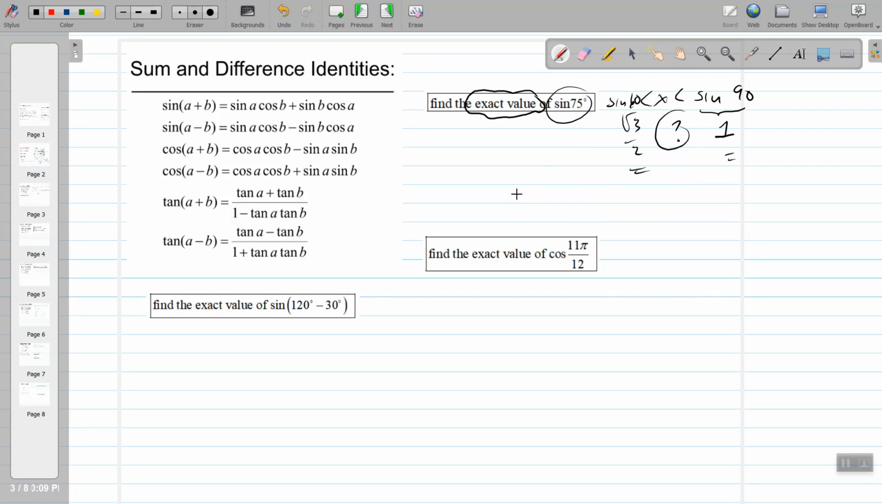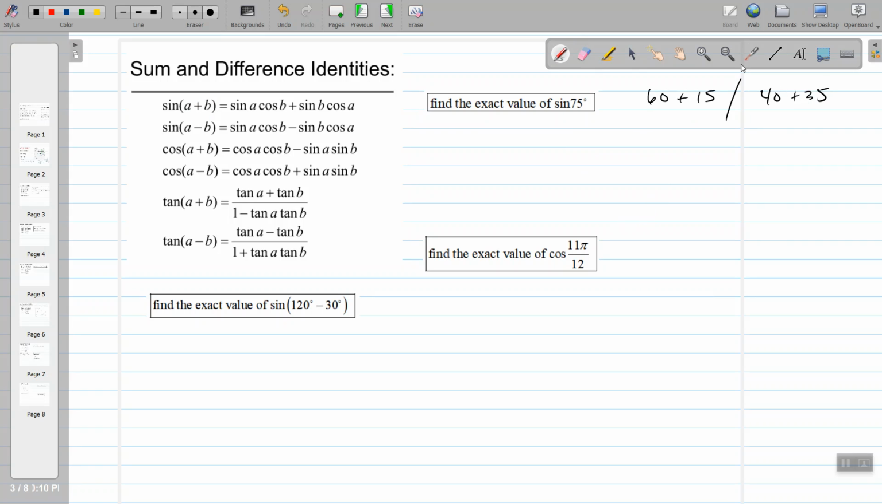Since I want an exact value, to do that you're going to have to use one of these formulas over here. Okay, so this is how it works if you want to do it exactly. Obviously, in order to use this formula, I need two angles over here, A and B. So what you're really asking yourself is, what two angles should I split up 75 into? Should I split it up into maybe 60 plus 15, or should I split it up into, let's say, 40 plus 35?